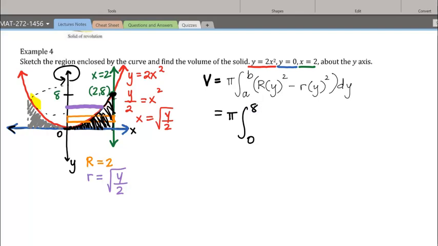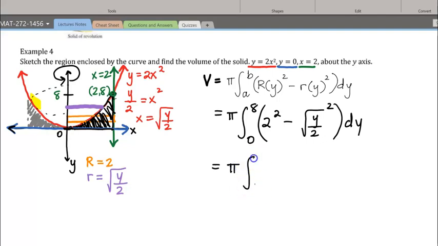Now let's take our capital R and square it. So we have 2 squared minus, let's take our little r, which is y divided by 2, and square that. And all of this is integrated with respect to y. So simplifying our integrand, we have 4 minus y squared over 4 dy.